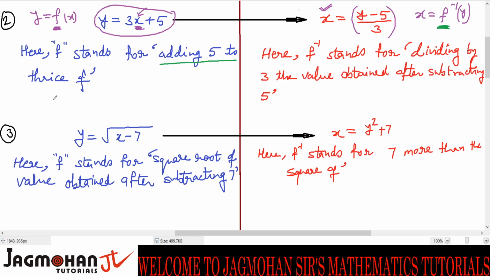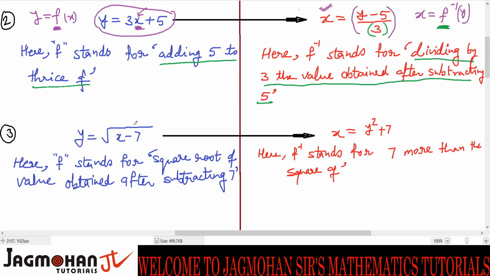Here it was adding 5 to the thrice of x. So if you want to write the rule in an English statement, you will say dividing by 3 the value obtained after subtracting 5 from the independent variable value. Remember students, here I have made an attempt to write the rule in English language, but it is not always so easy to write the mathematical rule in an English statement, but it is always there. Remember that.